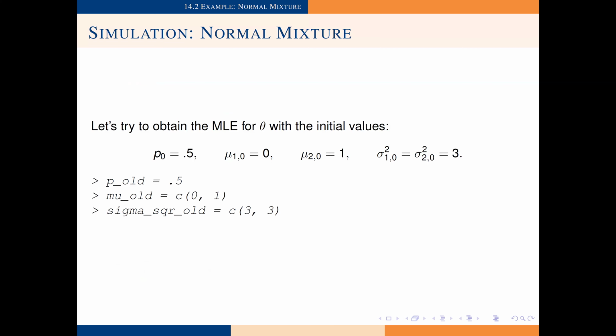Let's try to use this data and implement the EM algorithm. In each iteration, we're going to run the E step and the M step. Let's set some initial values first. Let's say our initial value for P is going to be 0.5. So that's our first P out. The initial values for the means are given by 0 and 1. And for the sigmas, let's suppose that our initial values are 3 and 3 for the variances.